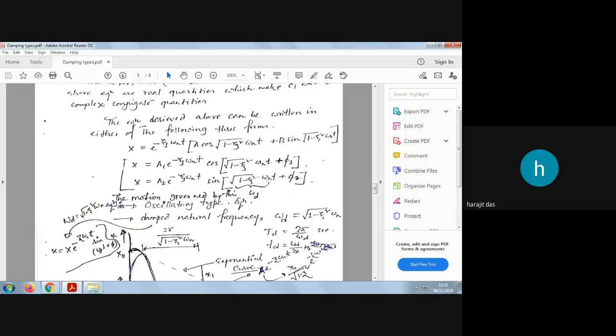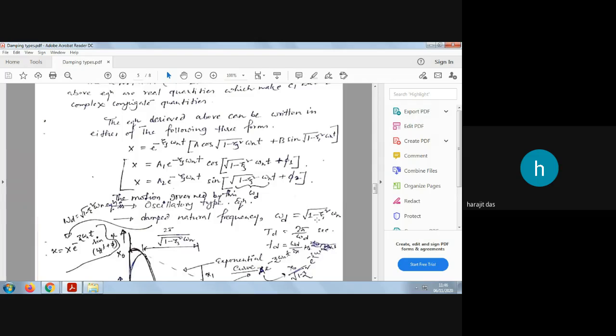So the natural frequency and the damped natural frequency have one relation in this damped vibration, and that relation is omega d equals under root 1 minus zeta square omega n. Here it is written omega d equals under root 1 minus zeta square omega n. So here the motion, sorry, this is the natural frequency.